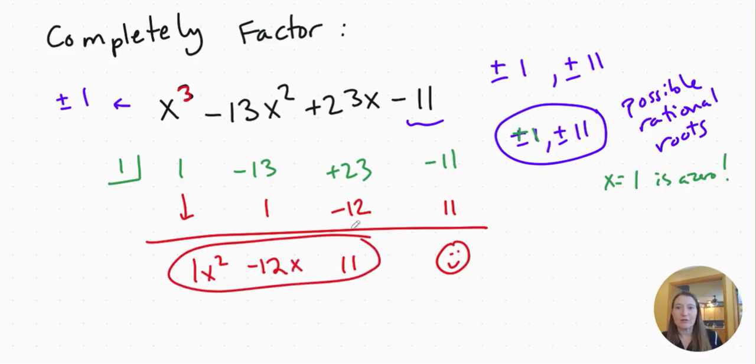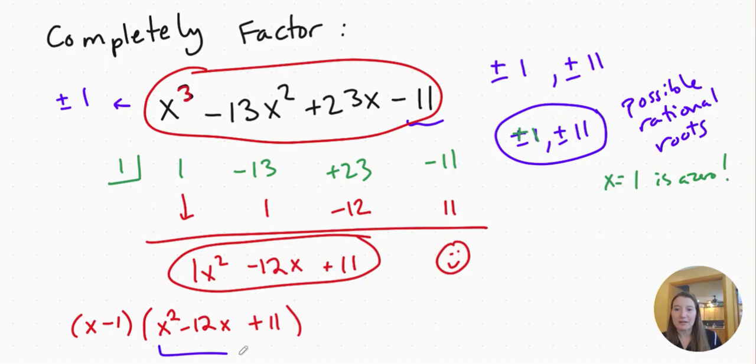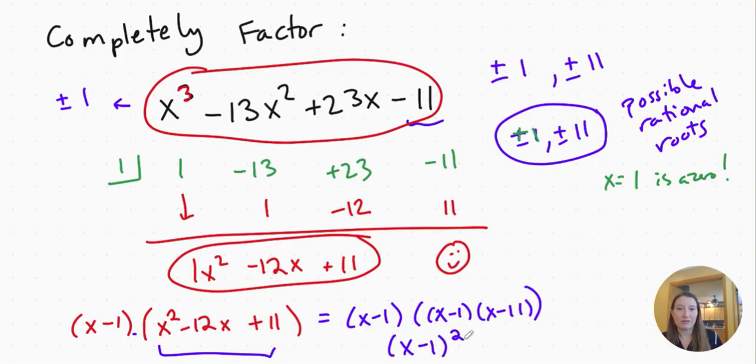All right. So what this tells me is that my cubic polynomial here could be written as x minus 1, that's that first zero that I pulled out, times x squared minus 12x plus 11. Oops, I forgot the plus in there. Woohoo! Well, now this looks like something I can factor. And in the end, I'm going to have x minus 1 times x minus 1 and x minus 11. And if I simplify that even further, x minus 1 squared times x minus 11. That is my completely factored form of this cubic polynomial.